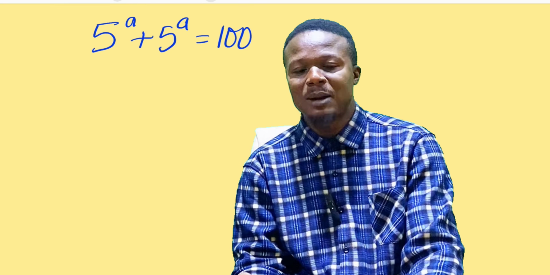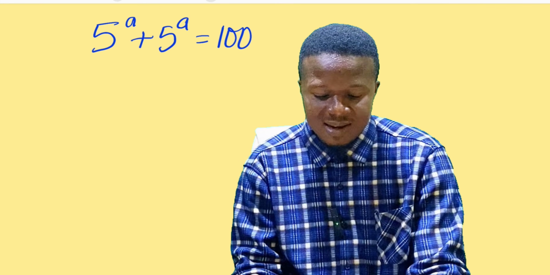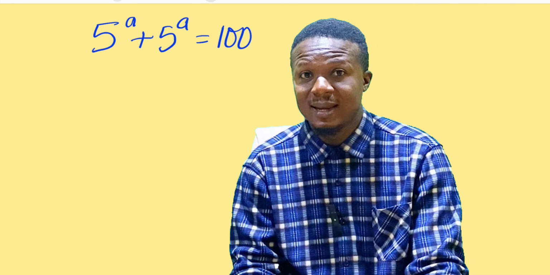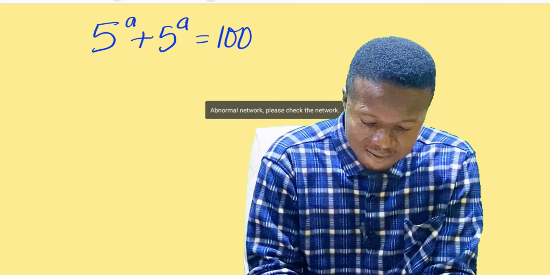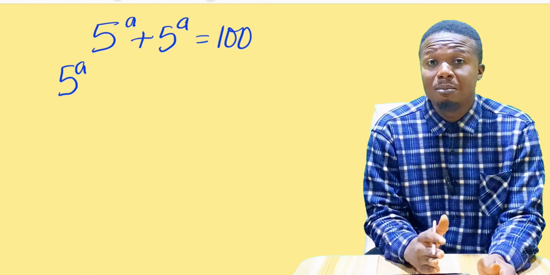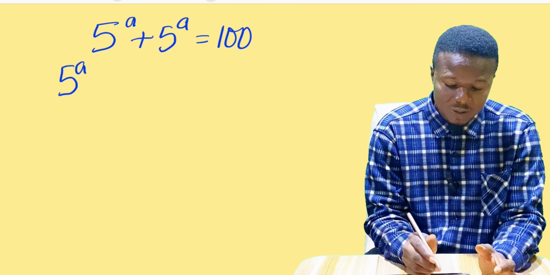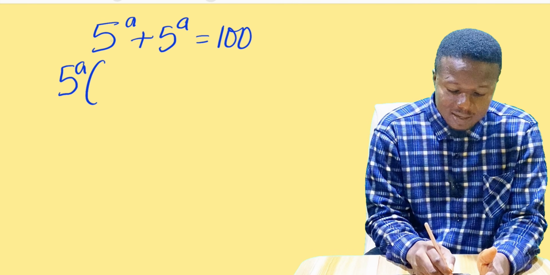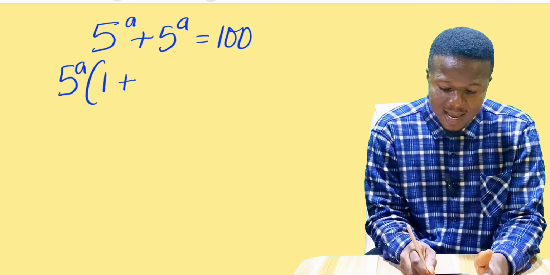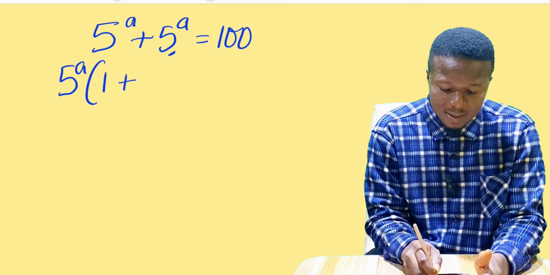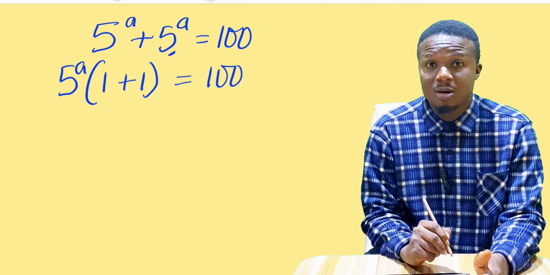So to solve this particular equation, consider the left-hand side where you have 5 power a and 5 power a. They are 2, right? So you can factor it out. You can now see that 5 power a is common on the left-hand side. So if you factor it out, 5 power a divided by 5 power a will definitely give us 1 plus, and this 5 power a divided by 5 power a again is 1. Everything is equal to 100, right?